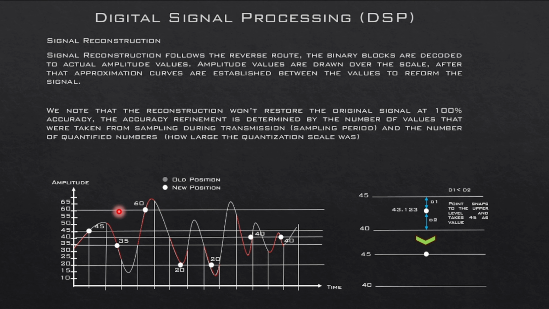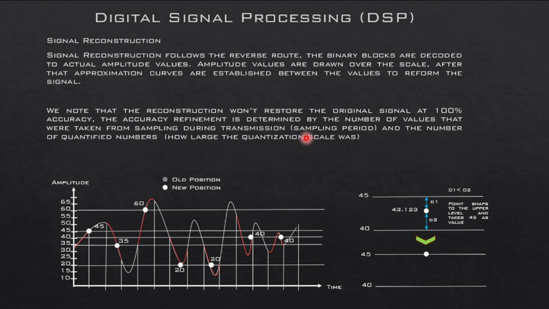After placing them on a scale, we need to establish a curve or a line between them that will depend on the mechanism or the algorithm of restoration. Usually we use curves because they are the most adequate in re-establishing the signal. These curves are approximated between subsequent values to reform the signal. We note that the reconstruction won't restore the original signal at 100%, because the accuracy is determined by the number of values that were taken from the sampling during the transmission.